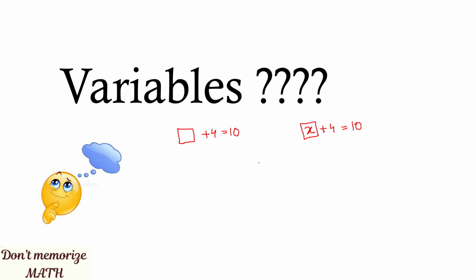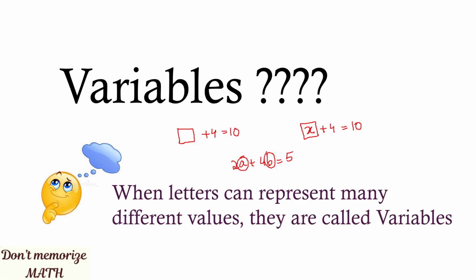For example, I will write an equation: 2a plus 4b equals 5. Here you can see I used two letters. Letters are the same as variables; mathematically we call them variables. When letters can represent many different values, they are called variables. I hope it's clear for you.